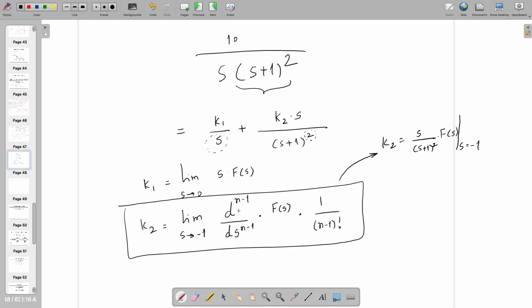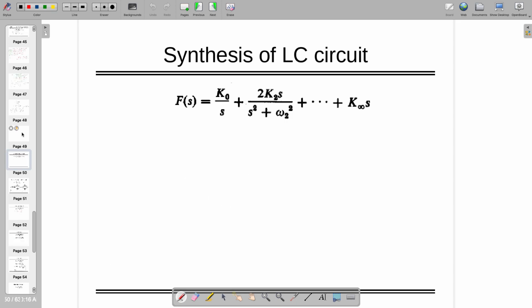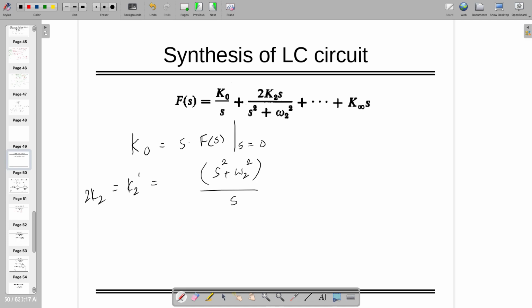right? So there is no need to go to derivatives at all. If you go through derivatives, it will give the same answer. I checked and it works. So you can find out k0 is equal to s times f of s at s equal to 0. You can find out k2 prime, which is 2k2, is equal to s square plus omega 2 square divided by s times f of s at s square equal to minus omega 2 square, and so on.